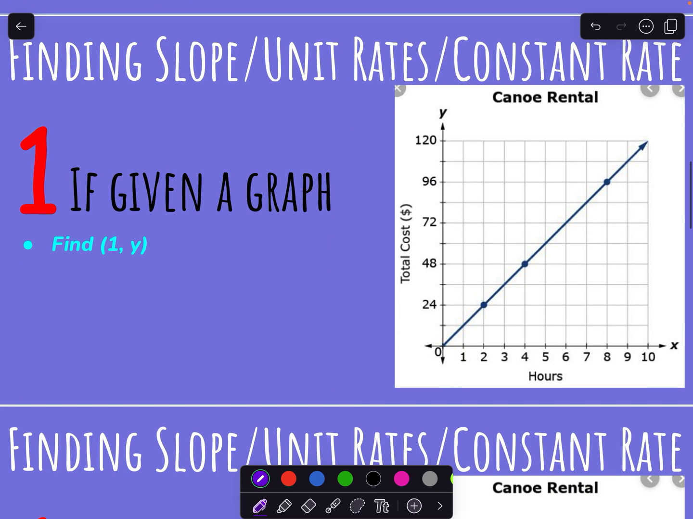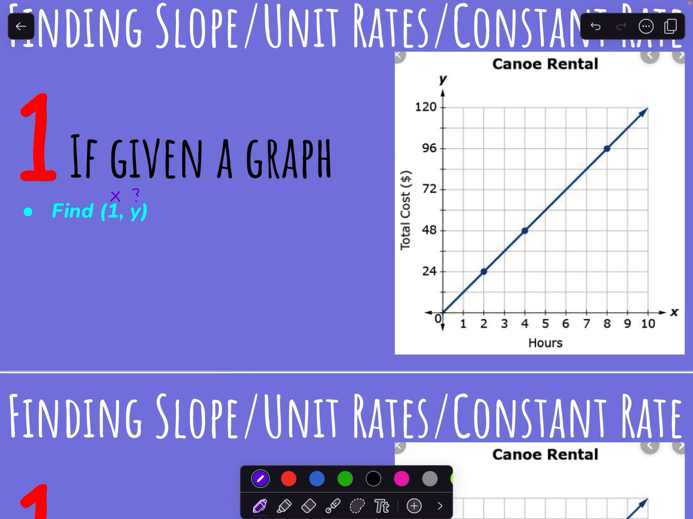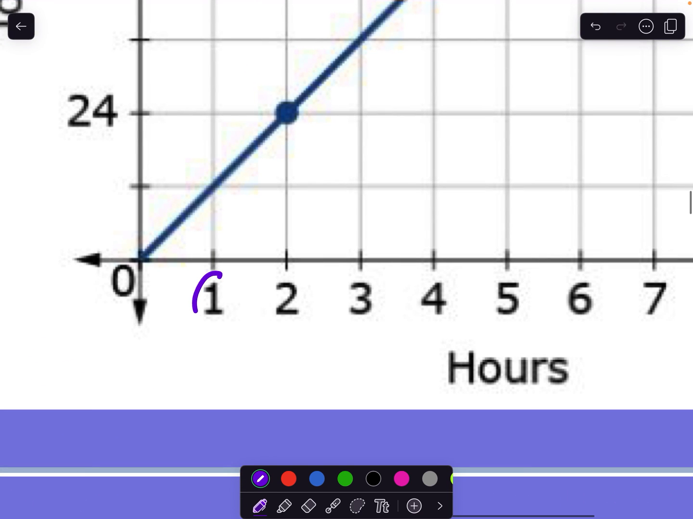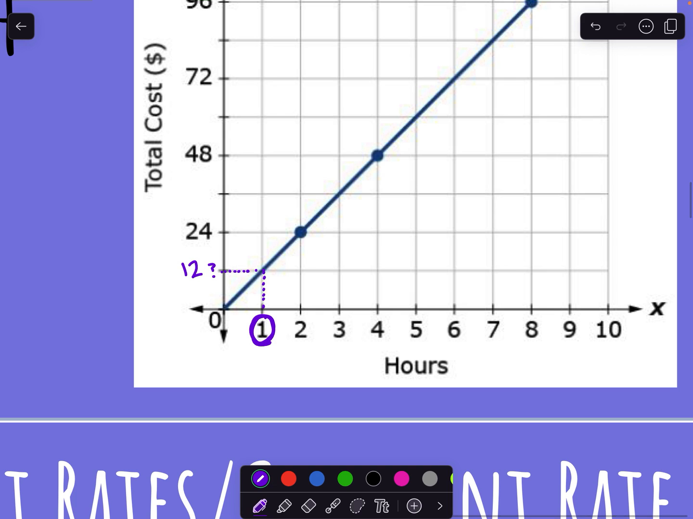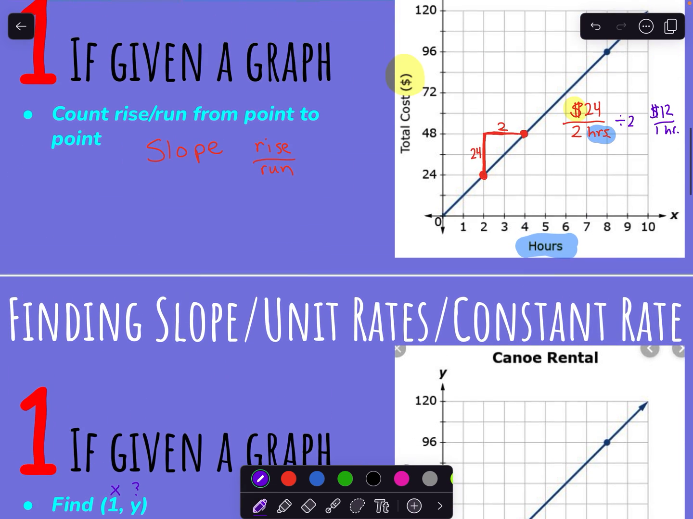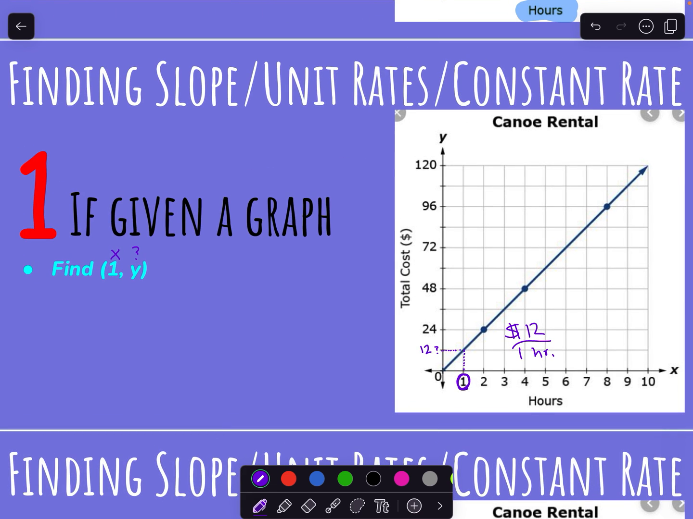From a graph, you can also do this. You can find the point when x is 1. What does y equal? That would be your unit rate. So here's when x is 1, I go up and run into my line, then figure out what y would be. It looks like y would be 12, because these little notches are going by 12. That would mean $12 per 1 hour, which is the exact same answer we got up here. We're finding the same answer, just different ways.